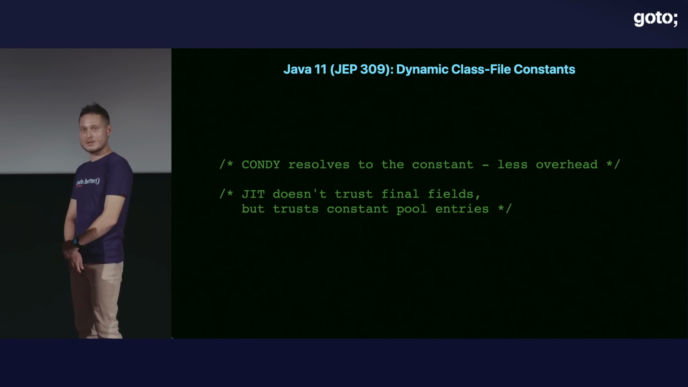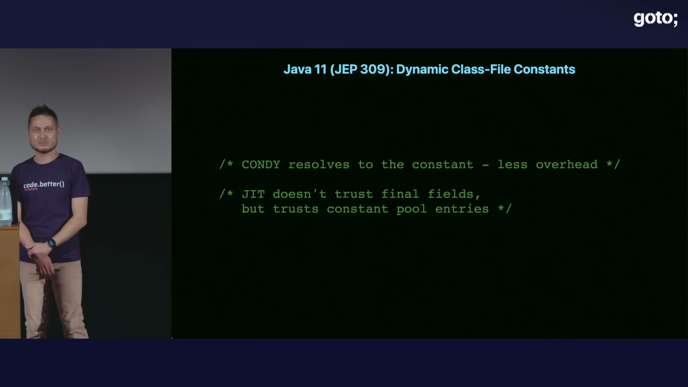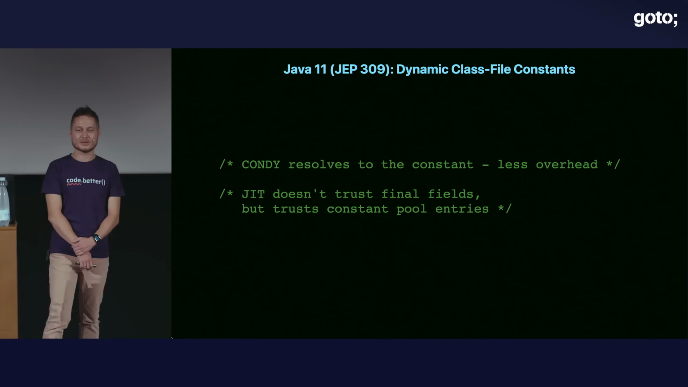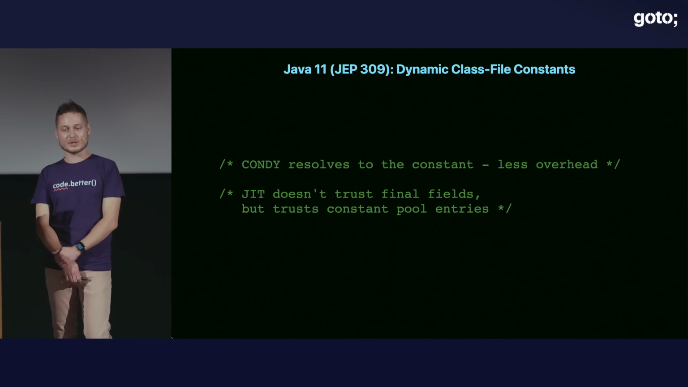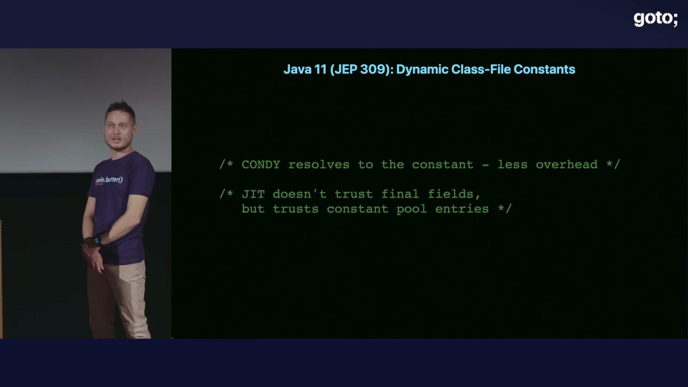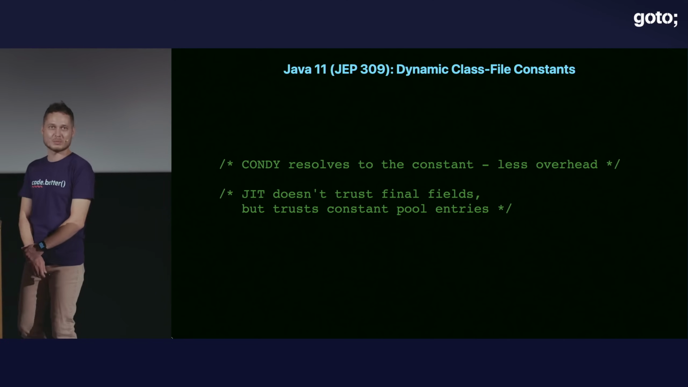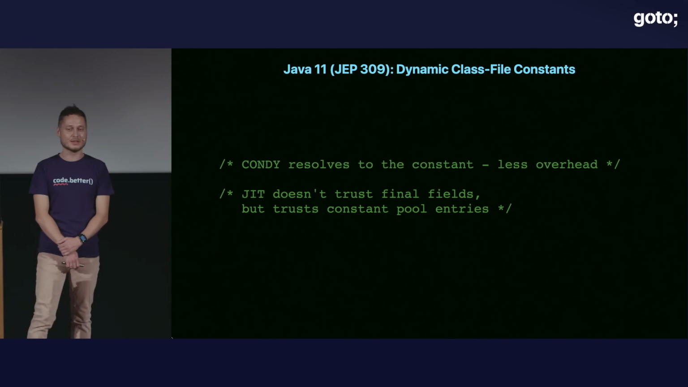And we get a more performant execution because it is a constant. Just-in-time compiler doesn't trust final fields. Well, you probably know because of reflection and etc. But it perfectly trusts constant pool entries, and CONDY resolves to the constant pool entry as any constant in your program, like 42 or a string literal. Less overhead.